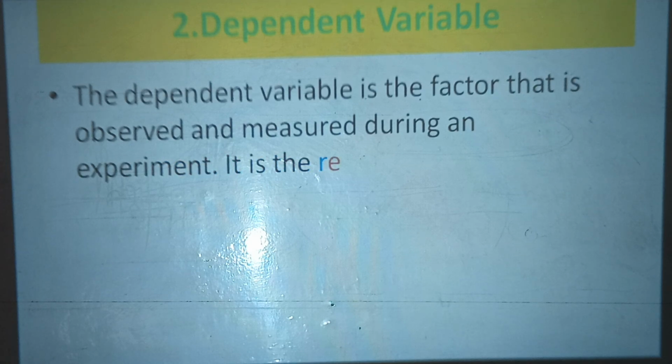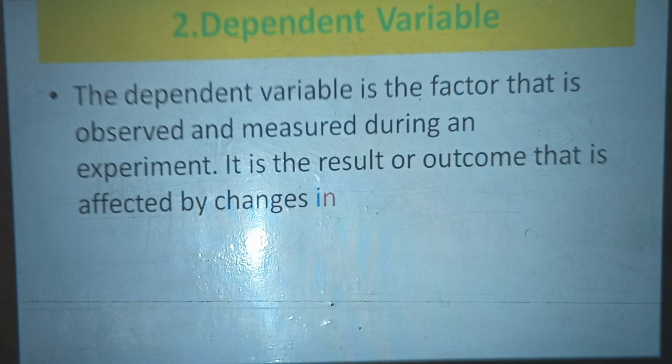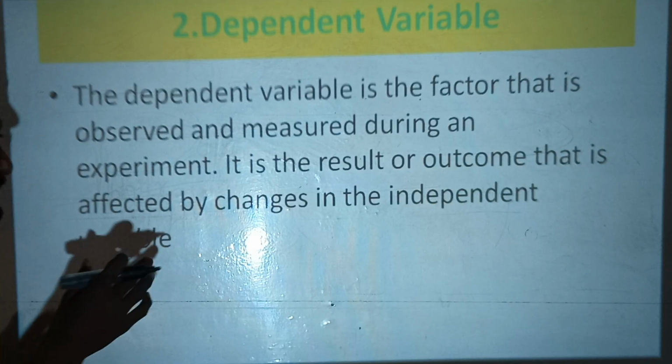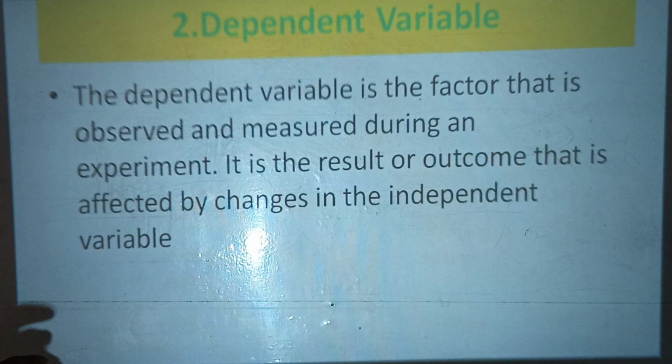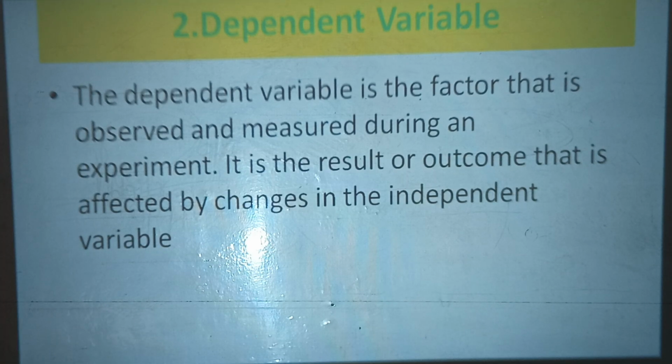It is the result or outcome of the independent variable, or you can say the effect of the independent variable. I also told you previously that both dependent and independent variables are connected to each other. If you take its definition, the dependent variable is the factor that is observed and measured during an experiment.